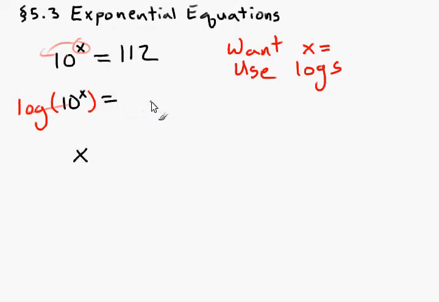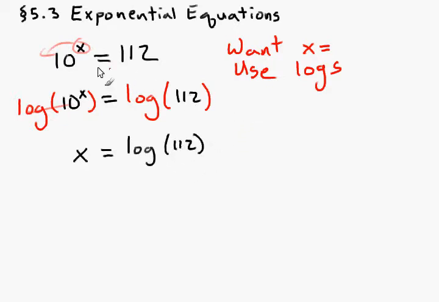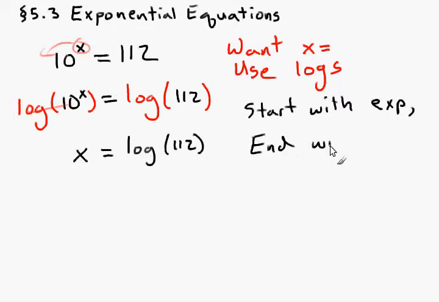However, as usual, we have to do this to both sides of the equation. So we're going to have to take the common log of the right hand side as well. And we'll be left with x is equal to the log of 112. Notice how we started with an exponent, and we end with a log. And that's because they're inverses.